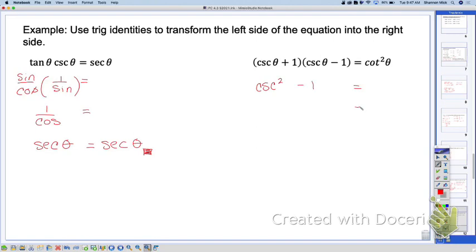Okay, so your brain right now, bells should be going off. I have a squared function with a negative, and I want it to be cotangent, and I have cosecant. Do I have something that kind of links all that? Oh, the Pythagorean. I have the Pythagorean identity of 1 plus cotangent squared equals cosecant squared.